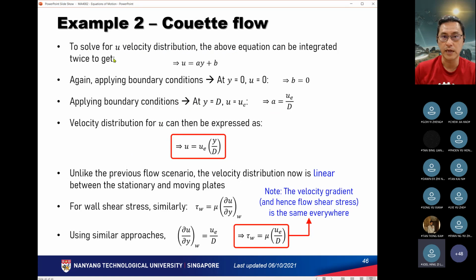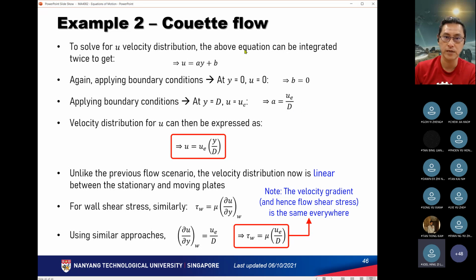So you do a double integration, and you're going to get U equals AY plus B. Once again, we have two unknowns, so we impose two boundary conditions to solve for them. Once again, at Y equals 0, U equals 0, because of the no-slip condition. B can be worked out to be 0. The other boundary condition surely must be one that is associated with the other plate, which is at Y equals D. We know that the velocity of the plate is U, and that also means that the fluid velocity right at the wall of the top plate must be equal to U because of the no-slip condition. And A can be worked out to be U divided by D.